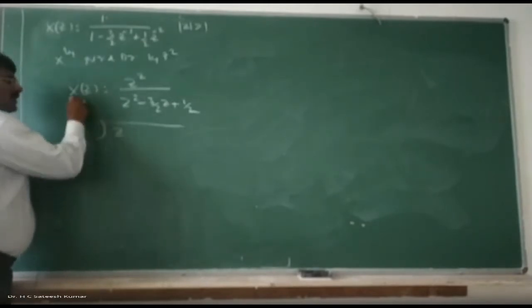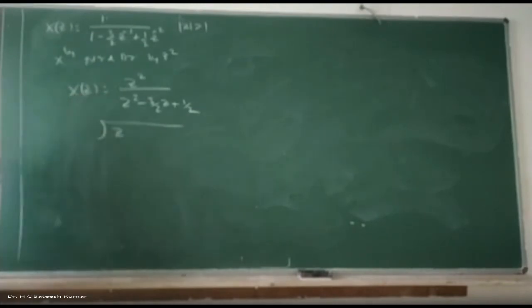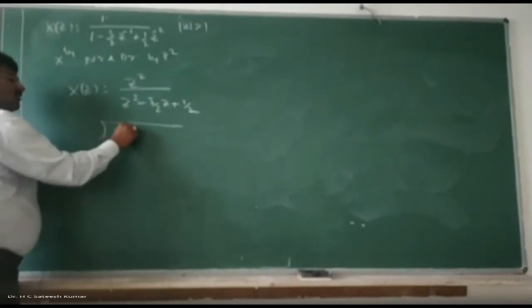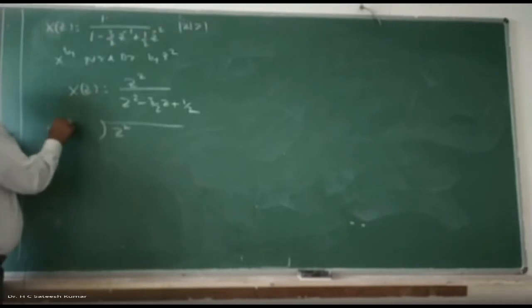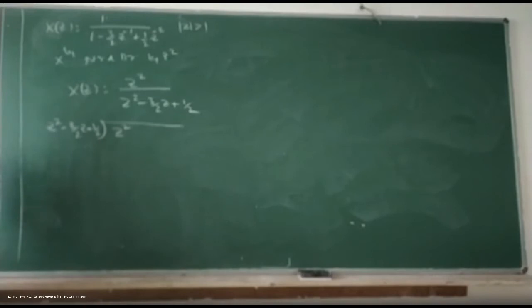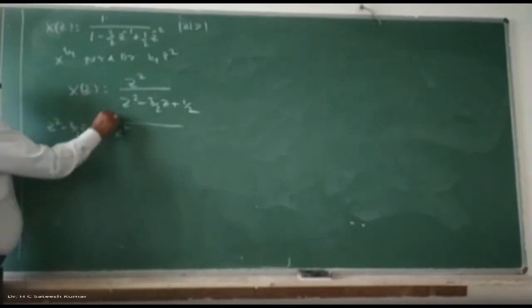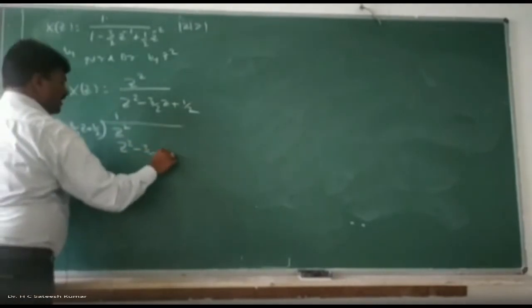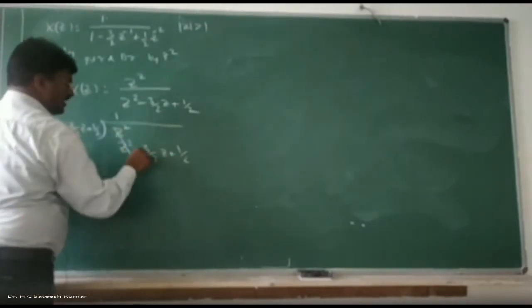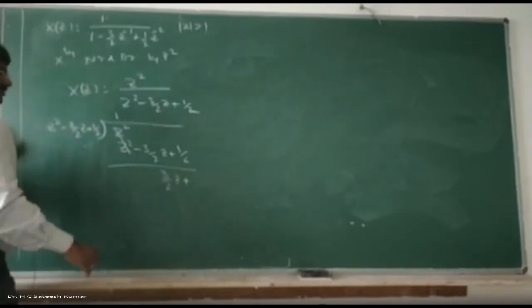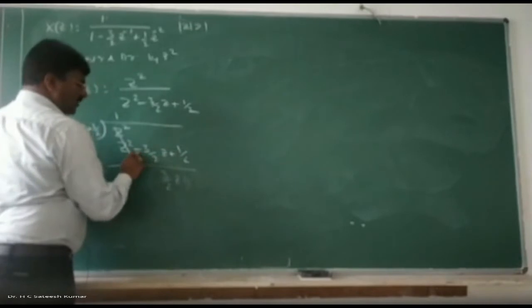You don't need to take x of z by z. X of z by z is only for a partial fraction method. In this one, x of z only. In the x of z, divide the numerator by the denominator: z square divided by z square minus 3 by 2 z plus half. If you want to get z square, what you should do? Multiply by 1. Multiply by 1 means z square minus 3 by 2 z plus 1 by 2. This gets cancelled. Then what will you get? Subtracting it, this becomes negative, positive, this becomes negative.